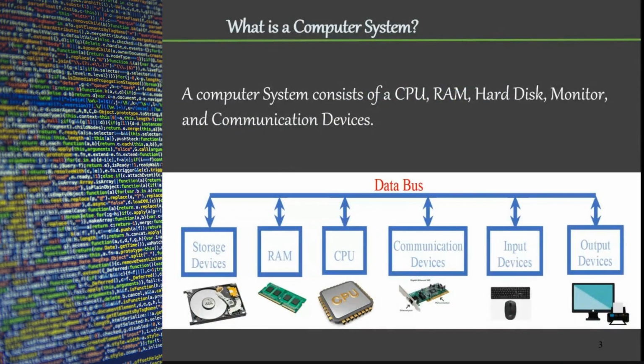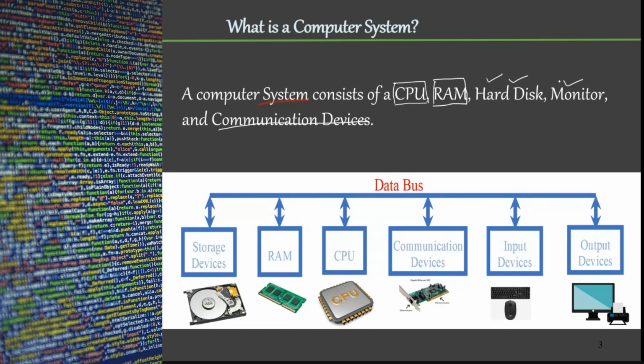So for programming, if you want to define what is a computer system, it's a very simple definition. It is a system which consists of CPU and RAM, and then we have a hard disk, and then a monitor, and one last thing is a communication device. So a computer system is nothing but a combination of CPU, the most important part, then we have the RAM. I have purposely written RAM, which is random access memory.